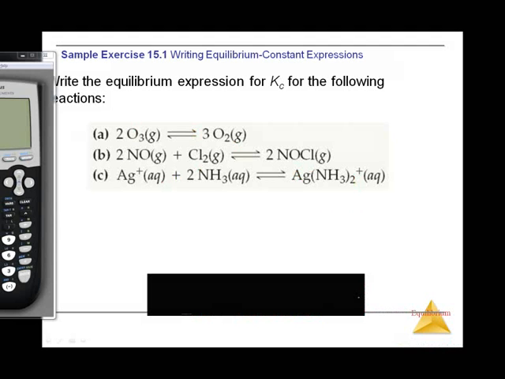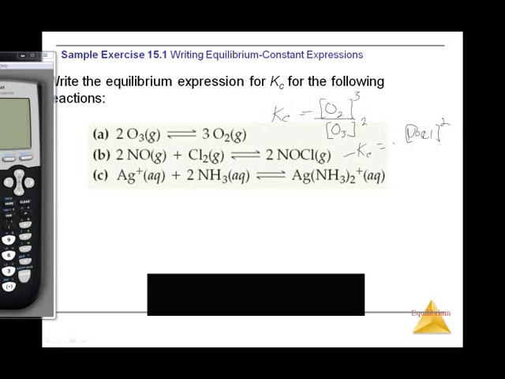So let's take a look. Let's write the equilibrium expression for these. Alright, so let's write the first one. So the first one's going to be, I have my Kc is going to be my oxygen, and I want it to the third because there's a coefficient there of 3, over ozone concentration, the bracket means concentration, to the second.